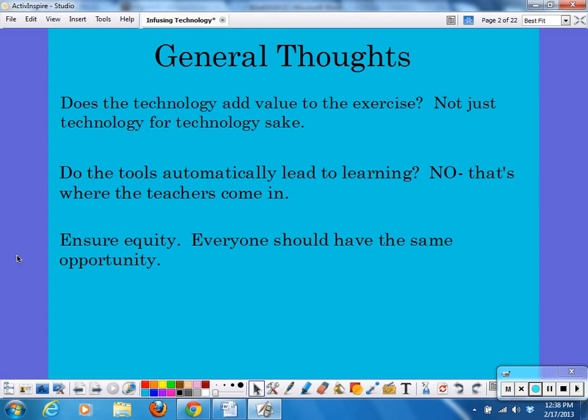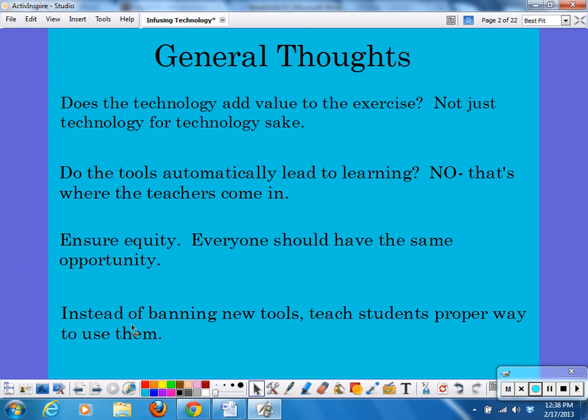How do we ensure equity? How do we make sure that everyone has the same opportunity to technology? And as more and more technology is developed, especially ones that our students are very interested in, how do we teach students the proper way to use them?